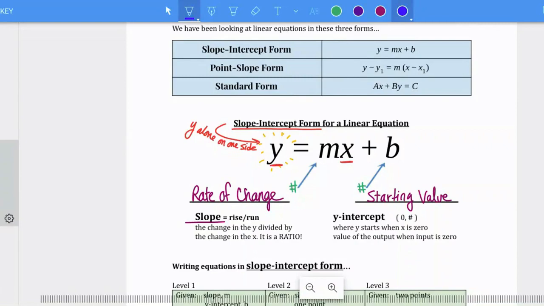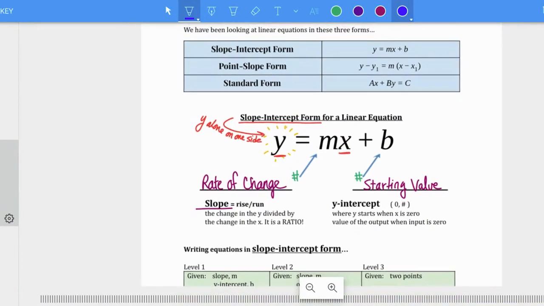We're going to talk about some different scenarios we might need to write them in, such as a scenario where you're given a slope and a y-intercept, a scenario where you're given a slope and another point, and a scenario where you're just given 2 points and you want to be able to write the equation of the line through them.